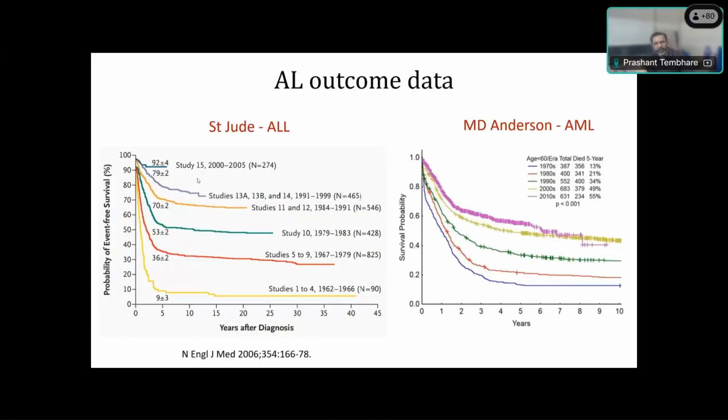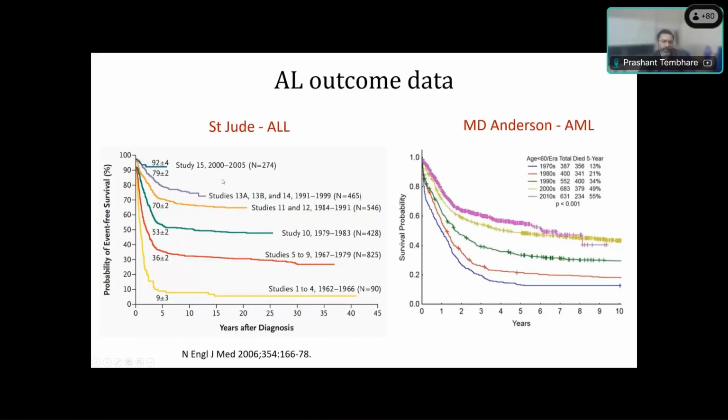If the patient has disease already, progress means an increase in the level of disease. Relapse means the patient went into remission, meaning the disease disappeared, and again came back. And death, of course. So if you look at this figure, this Kaplan-Meier curve, this is for ALL, that is acute lymphoblastic leukemia, and this is from AML.